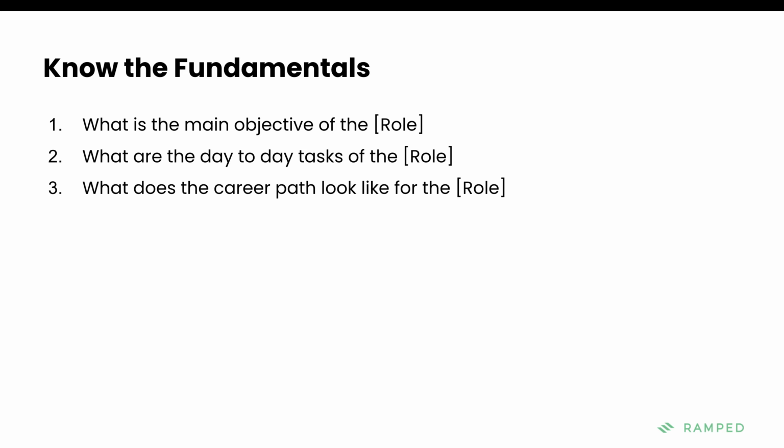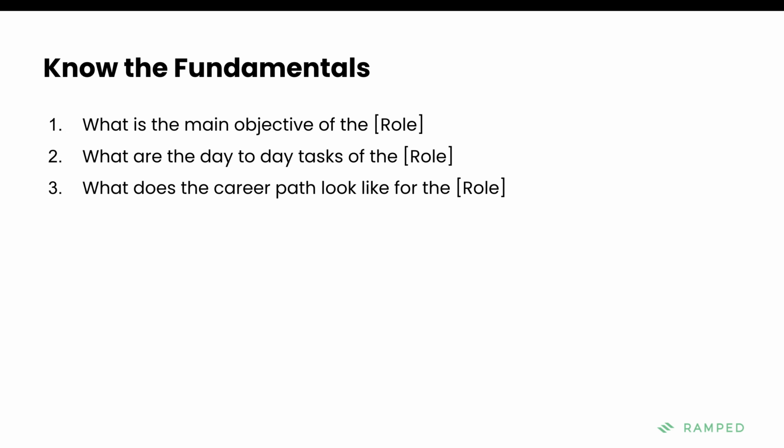So understanding the day-to-day tasks of the role is really important after we know that main objective, because then we can go deeper and we can have a discussion with the interviewer or anybody we're talking to about what that role looks like.